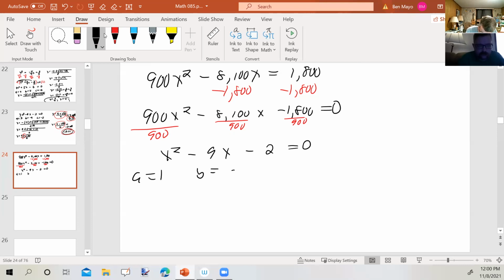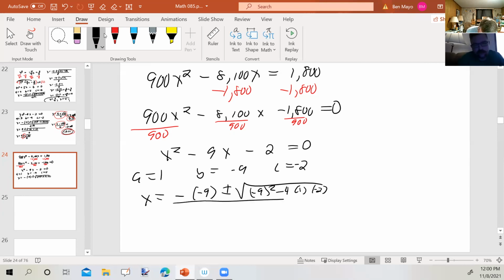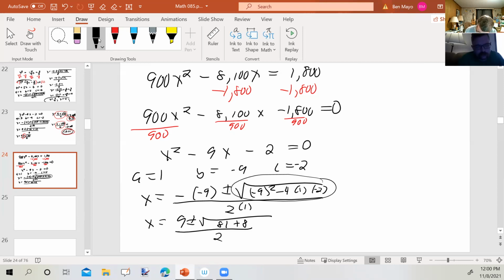A is 1, B is -9, C is -2. X equals negative B plus or minus the square root of B squared minus 4AC all over 2A. The place that students make the most mistakes is right in here with those negative signs. So really be careful, watch those signs. X equals 9 plus or minus the square root of 81 plus what, 8, because we've got negative 4 times 1 times -2 is positive 8, all over 2. X equals 9 plus or minus the square root of 89 all over 2.